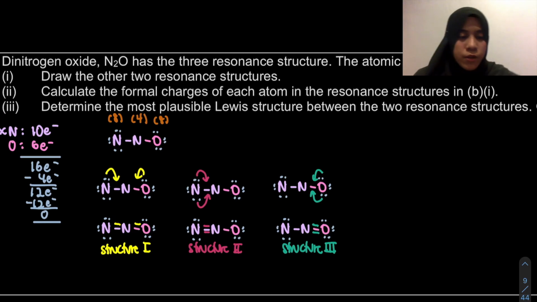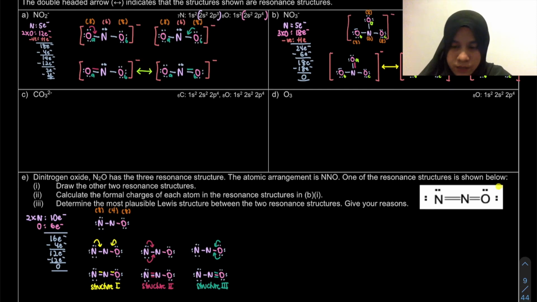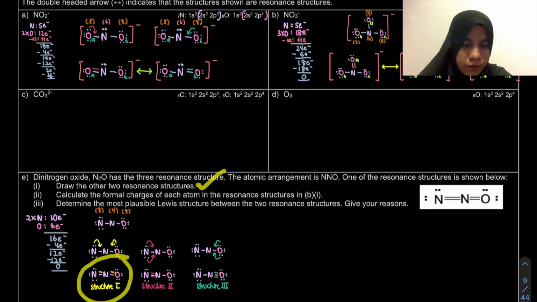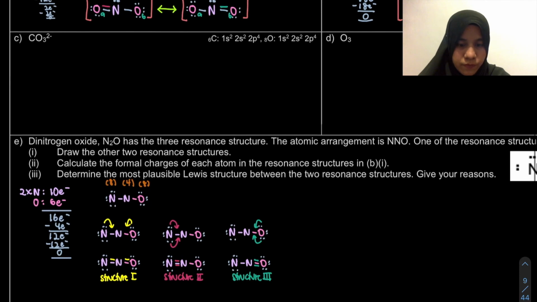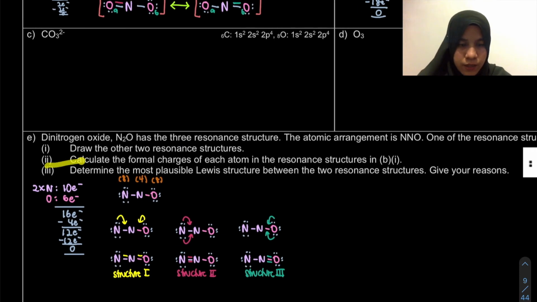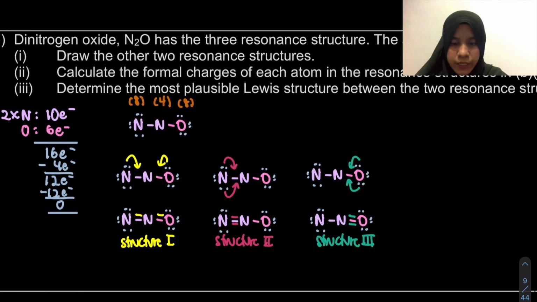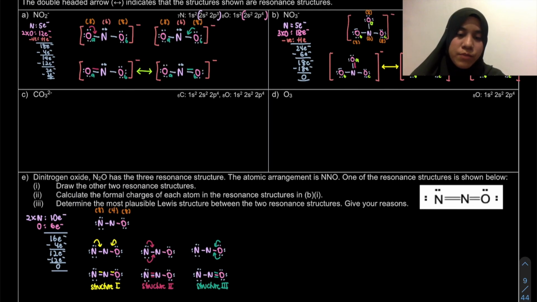Okay. So, dia kata kat sini, draw the 2 other resonance structure. Dalam case ni, okay, the first one ni yang dia draw kat sini kan. So, yang ini dah draw lah. Draw the 2 other resonance structure. Structure 2 dengan structure 3 ni. Okay, next. Calculate the formal charge of each atom in the resonance structure. Okay, yang ini, yang ini Miss bagi dalam soalan dalam Google Form lah. Yang nak cari jawapan tu betul tak? Yang ini pun sebab it's actually a revision from your formal charge.